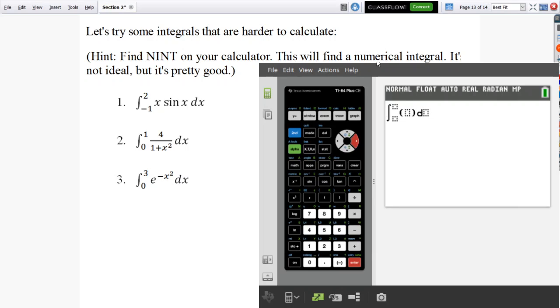I like the pop-up windows, so you will always hear me saying alpha window 4 for that one. Now, just to be clear, we just talked about the integral from 0 to pi of sine of x dx. We knew that was 2. We can now do the same thing, alpha window 4, from -1 to 2 of x sine x dx. Enter.